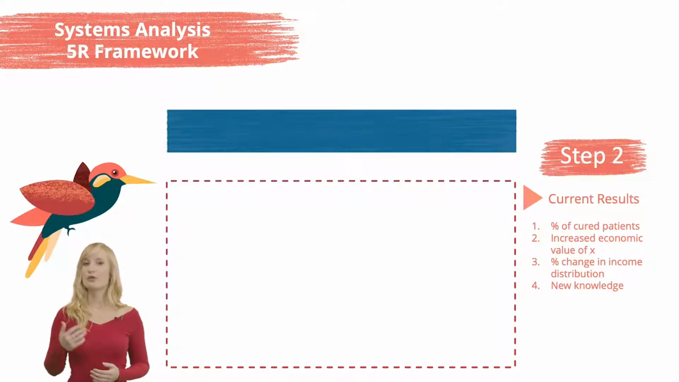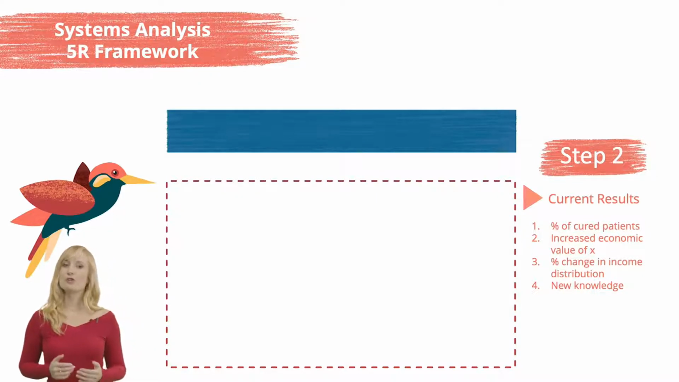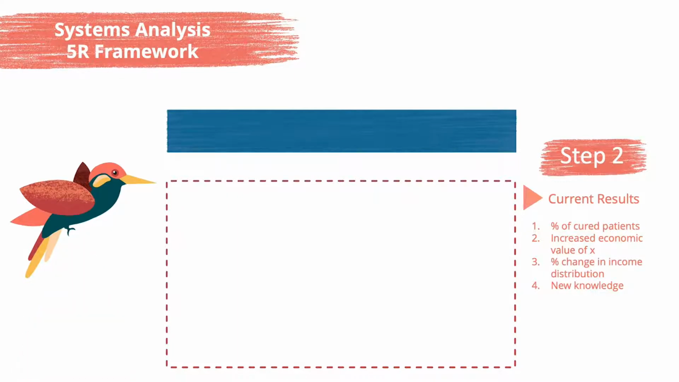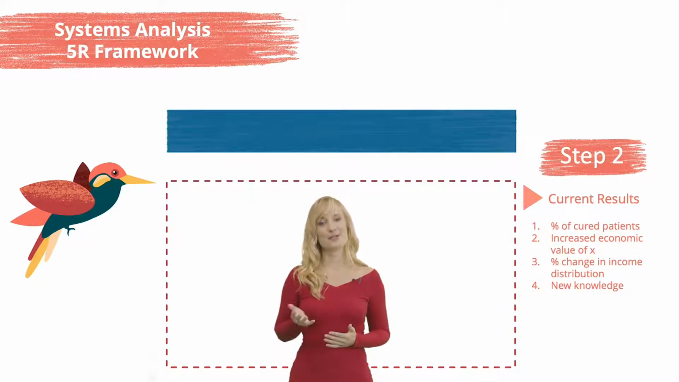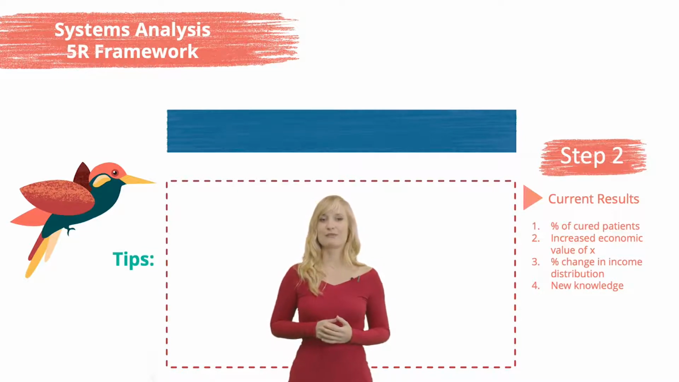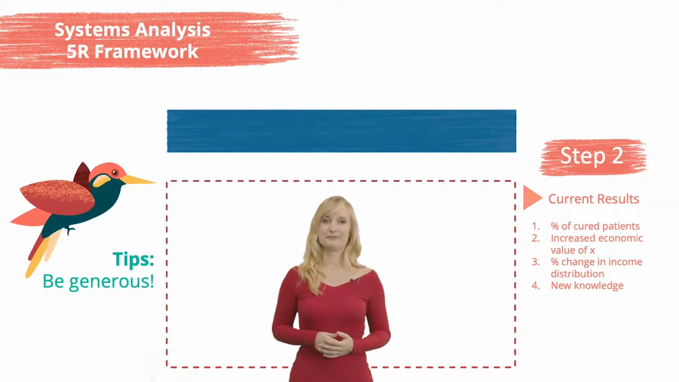Results can also include economic value and its distribution or new knowledge. You can also mention trends or patterns in the results over time. Make sure you capture diverse results the system is producing and mention both positive and negative ones. Be generous. No system produces only negative results, otherwise it would already have ceased to exist.